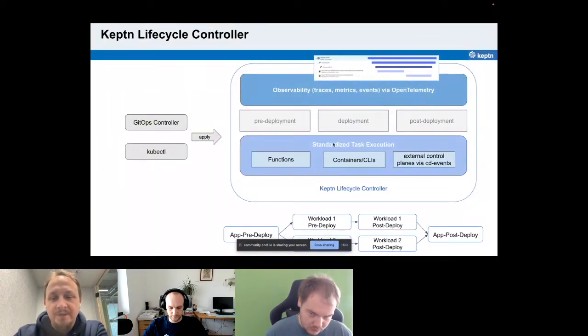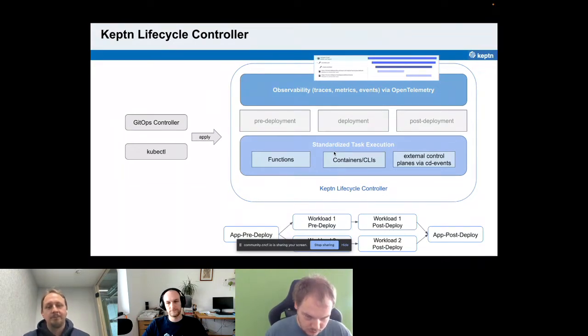The second part of the lifecycle controller standardizes some kind of task execution. So when you annotate your workload with our Keptn annotations, and we will take a closer look at this afterwards, you are able to execute at the moment functions, which we'll also see in the demonstration afterwards. This could also be containers and CLIs, and in the end, we could also trigger external control planes like Keptn is at the moment via cloud or CD events.